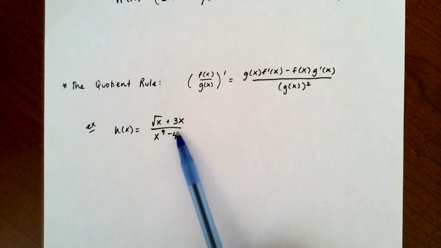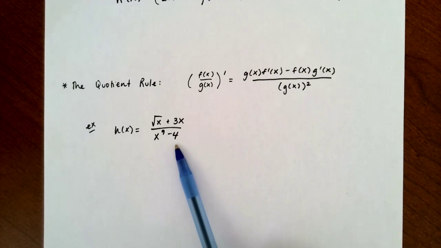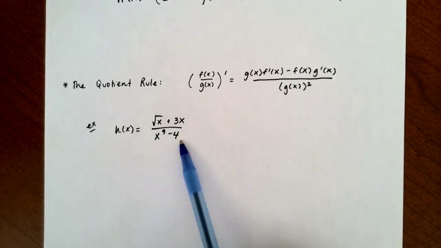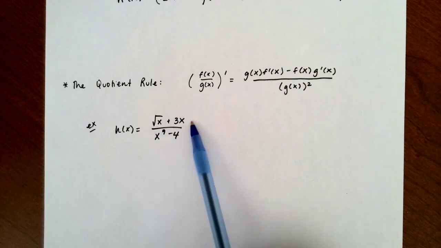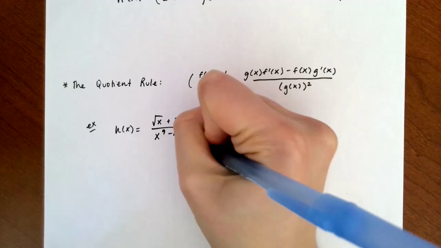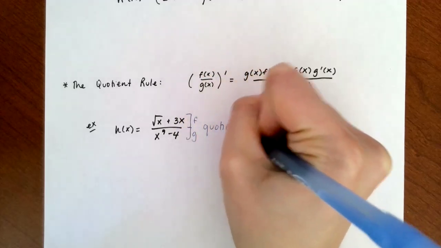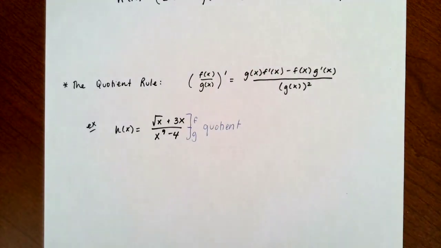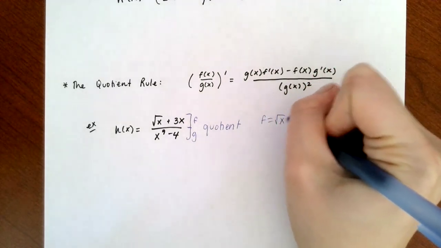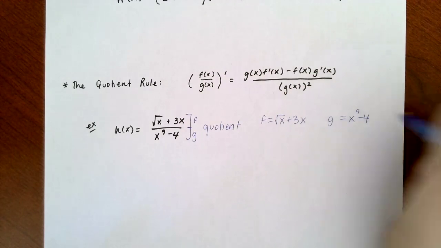Okay, so you'll see in this example here, I have root x plus 3x over x to the 9 minus 4. And I'm going to recognize, like, I don't have one derivative rule that covers all of this for sure, but just the top on its own I could do. Just the bottom on its own I could do. So I'm going to see this as f over g, and I'm going to decide to use the quotient rule. So the top function is always the f, so that's root x plus 3x. And the bottom function will always be g in the formula.